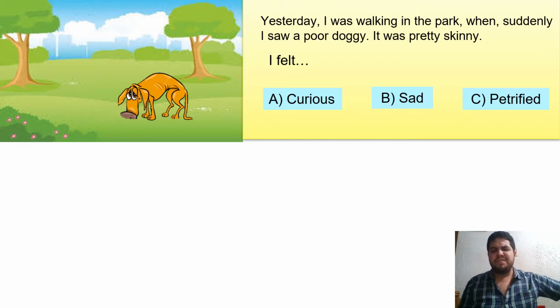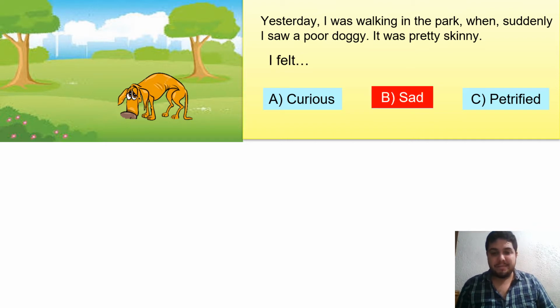So would you feel curious? Maybe, it could be. Would you feel petrified because it's something that shocks you? However, the normal reaction when you see this kind of situation is letter B. You would feel sad, yeah. Or in this case, if it's a past action, you would just change the main verb. In the past, you would say, I felt sad. Pretty good. Let's see the next example.